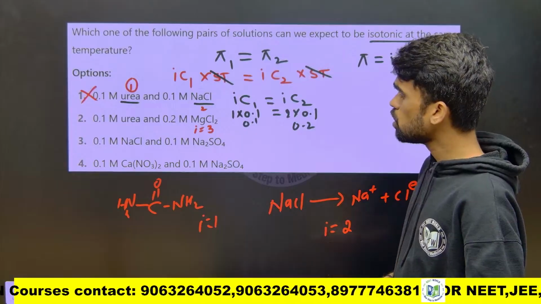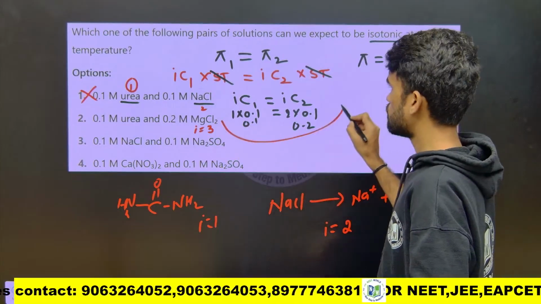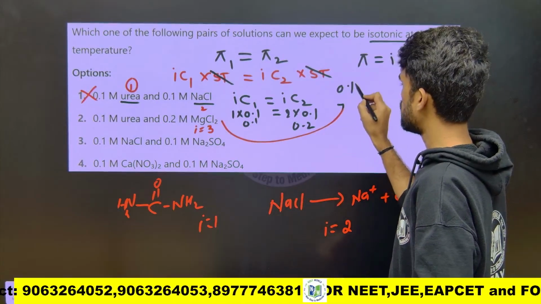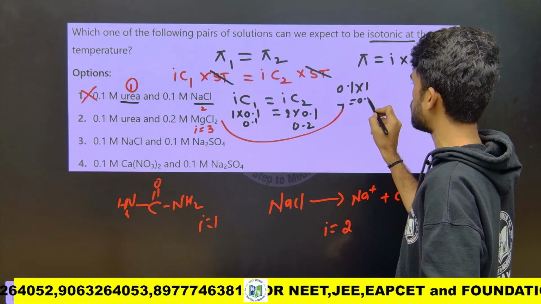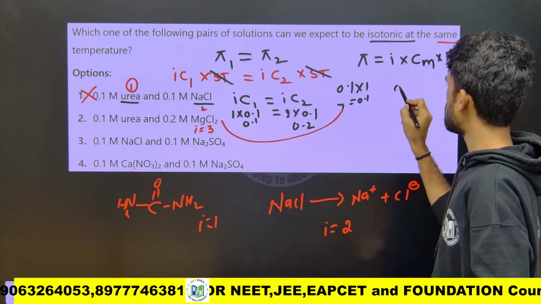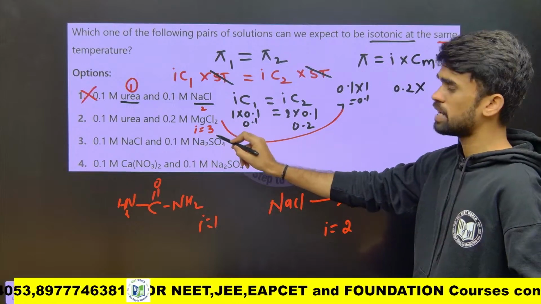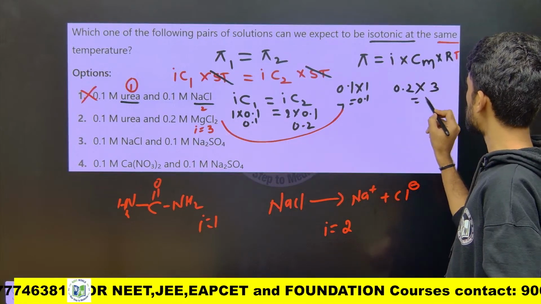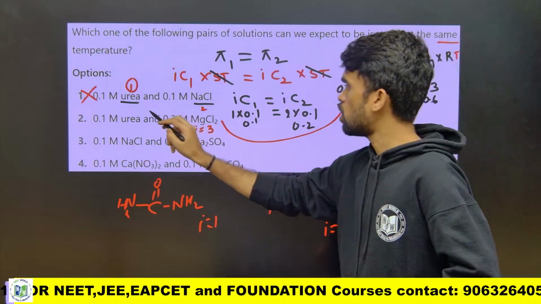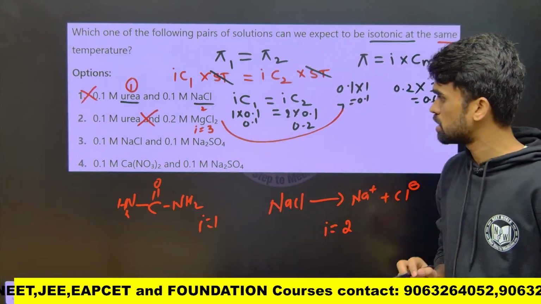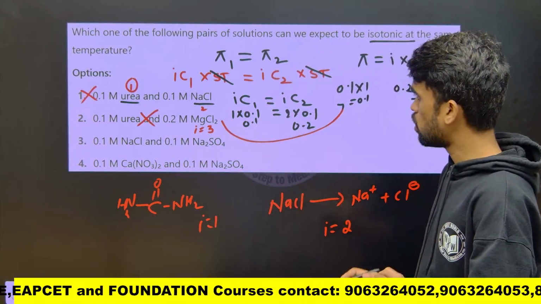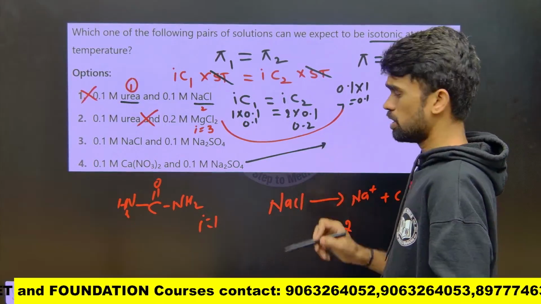Now go with option number 2, let us verify this. So 0.1 into 1 for urea, again 0.1, and this one 0.2 into 3 ions we are getting, so 0.6. So here also the values are not equal, so just remove that. So directly let us go with option number 4, so that you will get the answer.